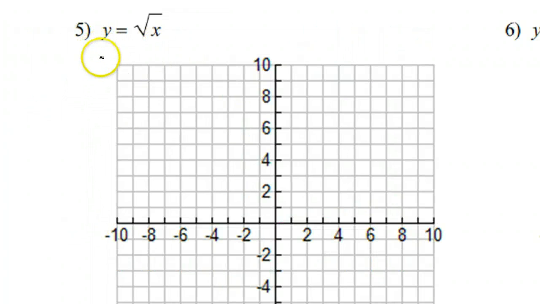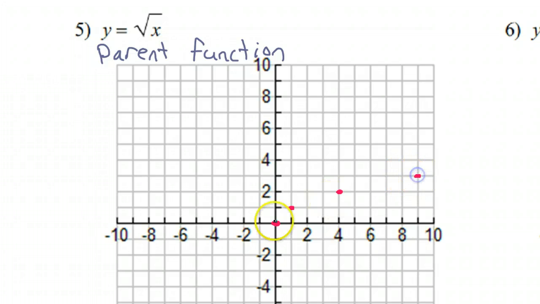Number 5 actually is the parent function. So let's just write parent function. Alright, and we've memorized the parent function from the first time that we did it. It started off at 0, 0, and then 1, 3, and 5 from there. Okay, something like that. Kind of messed that up a little bit, but you get the idea.